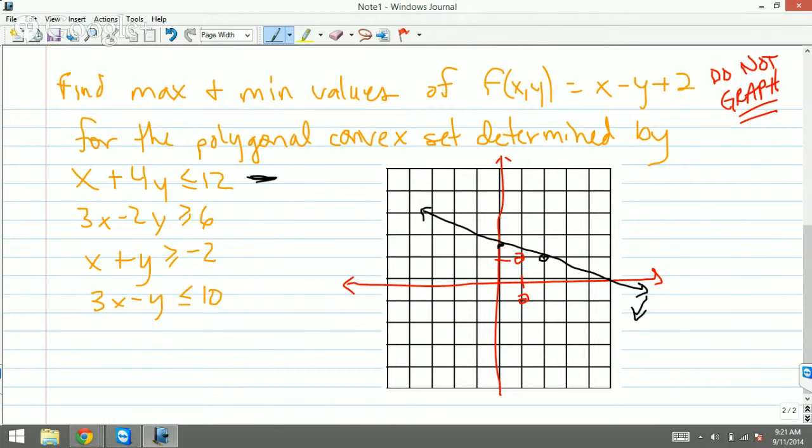Subtract x. Divide by 4. You get y is less than or equal to negative 1/4 x plus 3. 3, and then down 1/4. Okay. If you can graph all those, have at it. I'm not going to hold you back.